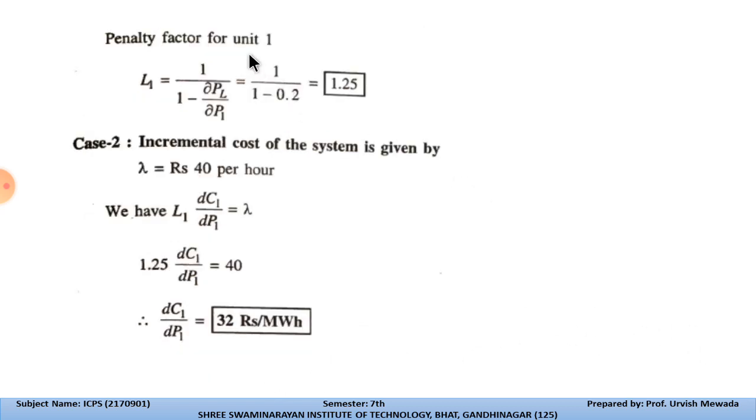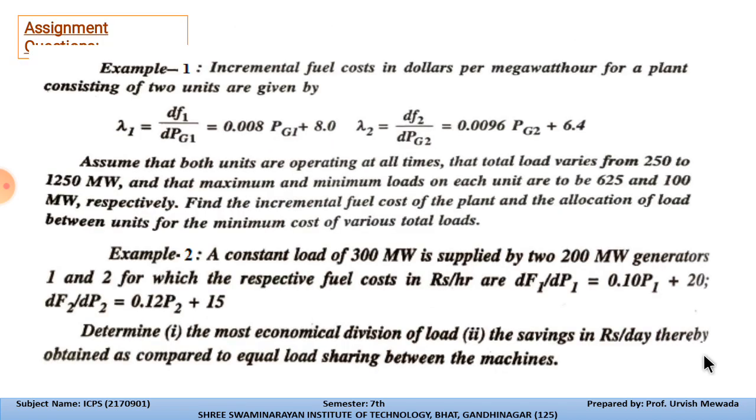So the penalty factor for unit 1, L1, is equal to 1 upon 1 minus del PL by del P1. So it is 0.2 that we determined in the previous slide. So 1 upon 1 minus 0.2 is 1.25. And for case number 2, lambda is equal to 40 rupees per hour. So L1 into dC1 by dP1 is equal to lambda, so 1.25 into dC1 by dP1 is equal to 40. So dC1 by dP1 is equal to 30 rupees per megawatt hour. This is the value of the incremental cost of the system for the generating unit.